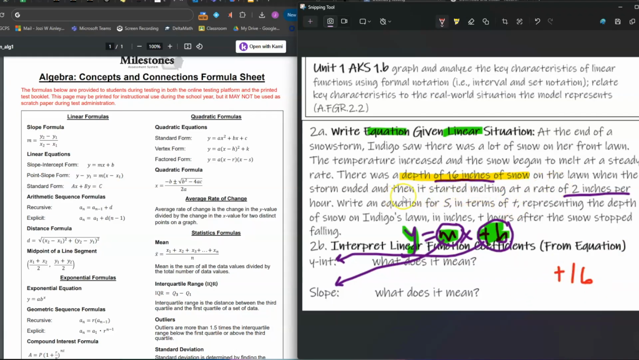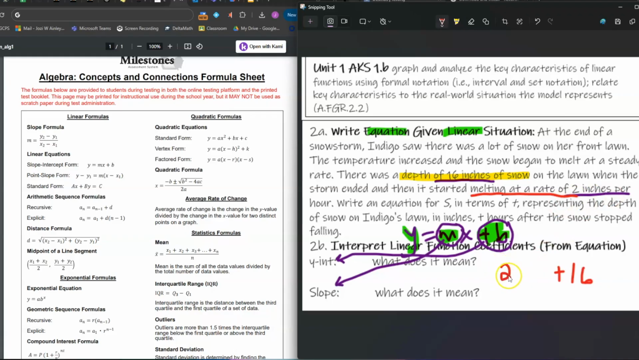And then it's doing what? What is the snow doing? It's melting at this rate. So this is per hour. So every hour, it melts 2 inches. Next hour, melts 2 inches. Next hour, melts 2 inches. Okay, you get the idea. All right, so it's melting 2 inches. That's the number that keeps happening.